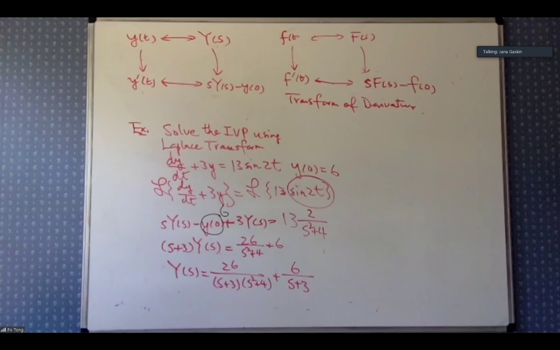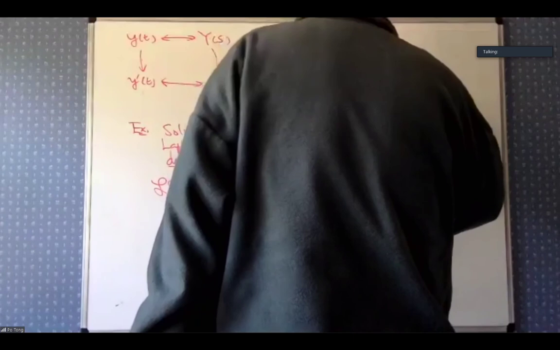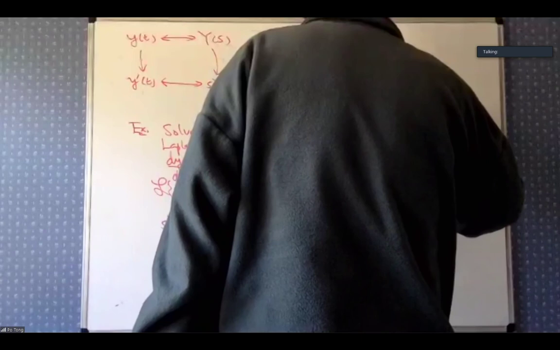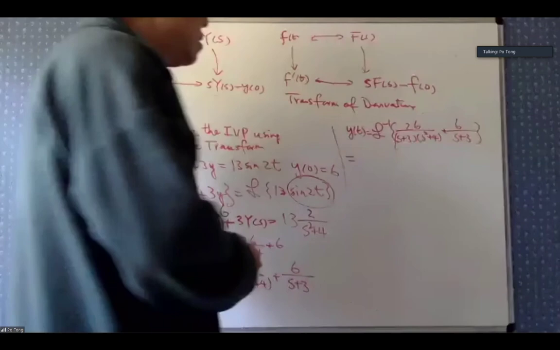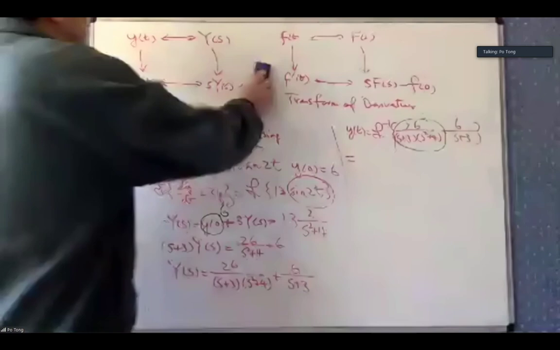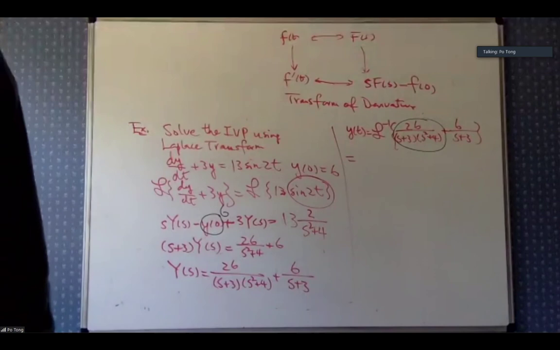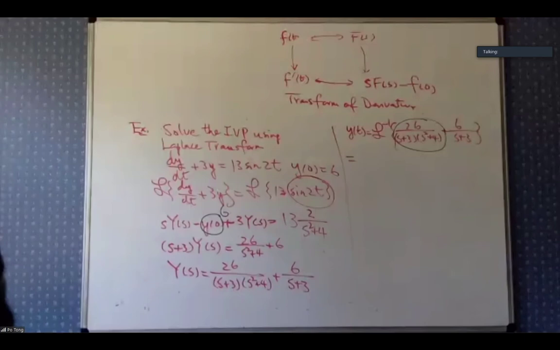Yes. Okay. Now, I need to take the inverse transform of this. So my answer is the inverse transform of this. But this guy is not nice. This guy is not separated. We need to do a partial fraction on that. Okay? So I am going to do a partial fraction on that. And you guys understand the plan?